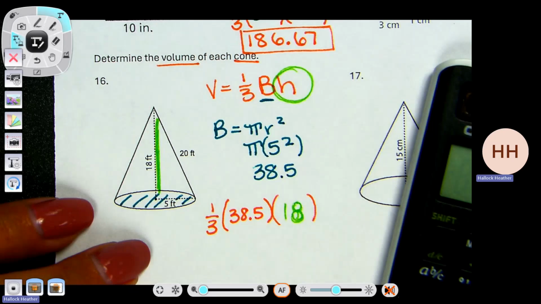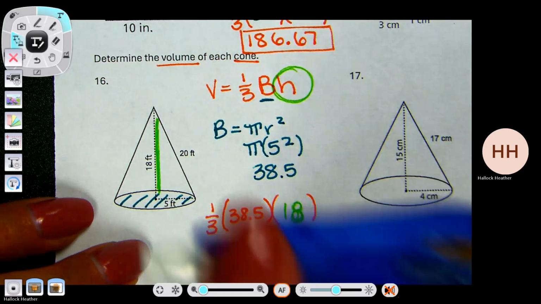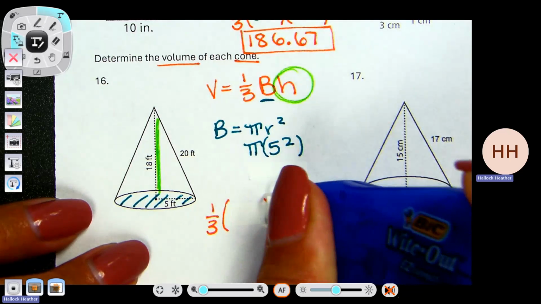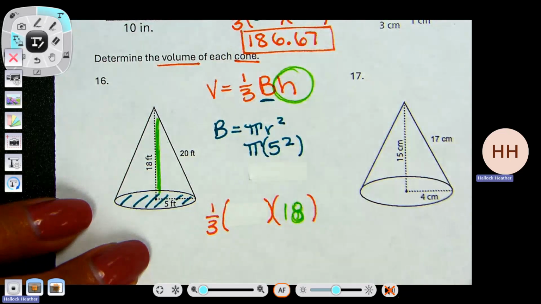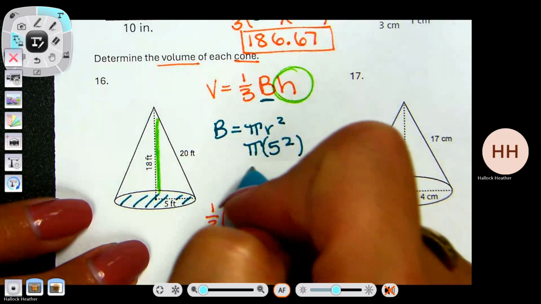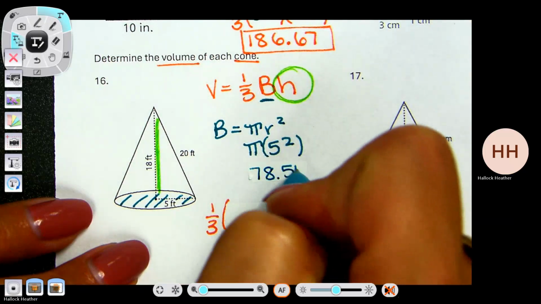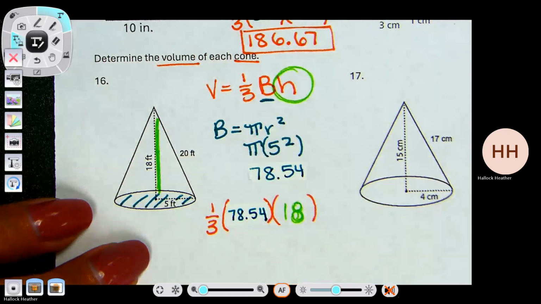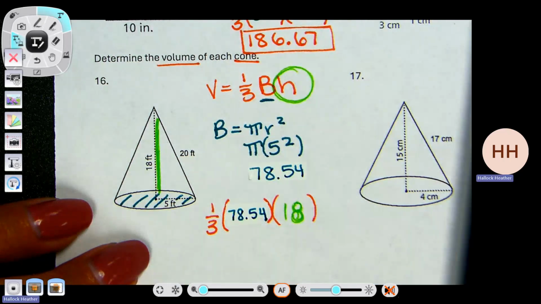Hold on, wait. 5 squared times pi. Oh yeah, it's not 38. What did you get? It is 78.54. Not bad.